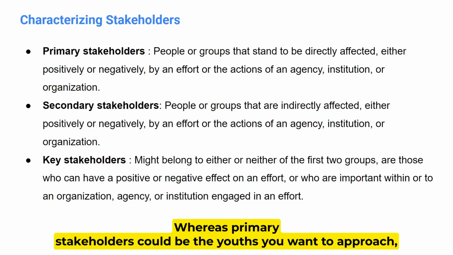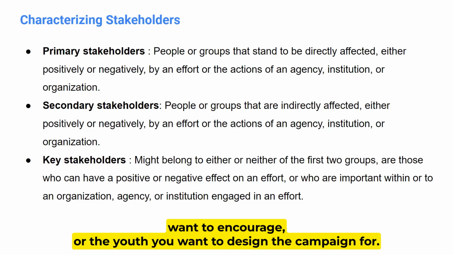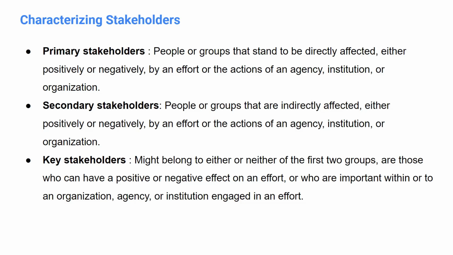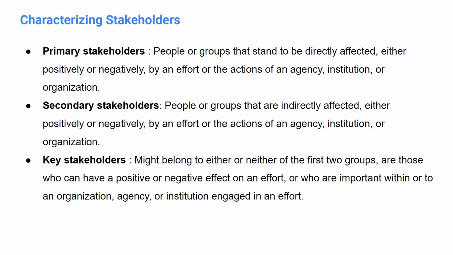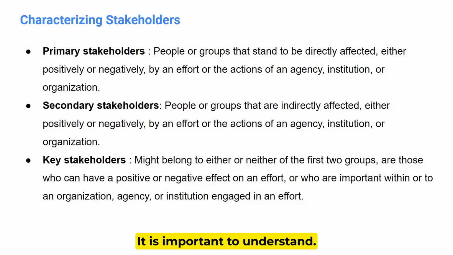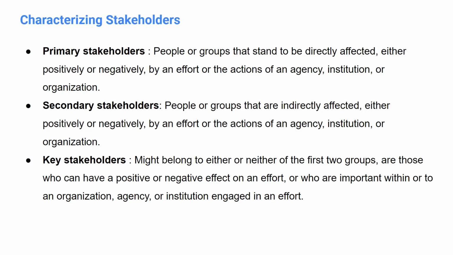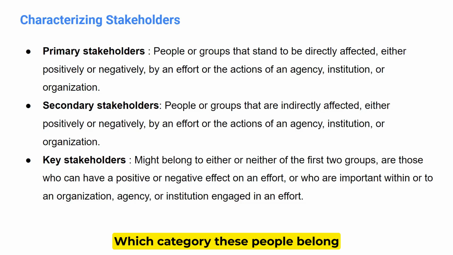Whereas primary stakeholders could be the youth you want to approach, the youth you want to encourage, or the youth you want to design the campaign for. Secondary stakeholders could be the parents of these youths. It could be the partners of these youths. It could be the bosses of these youths. So it is important to understand which category these people belong to so that you'll be able to approach them, you'll be able to engage them accordingly.